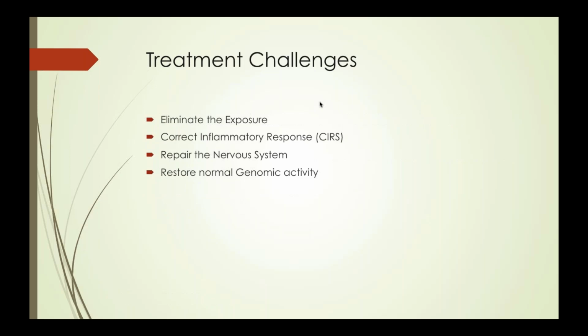So there are a number of treatment challenges in this patient population. You have to be able to eliminate the exposure. You have to correct that inflammatory response, repair the injury to the nervous system, and restore normal genomic activity. All four of those are foundations of how we get these patients better. It's not just one thing. It's not just, quote, giving lots of antibiotics for Lyme. That's not enough.